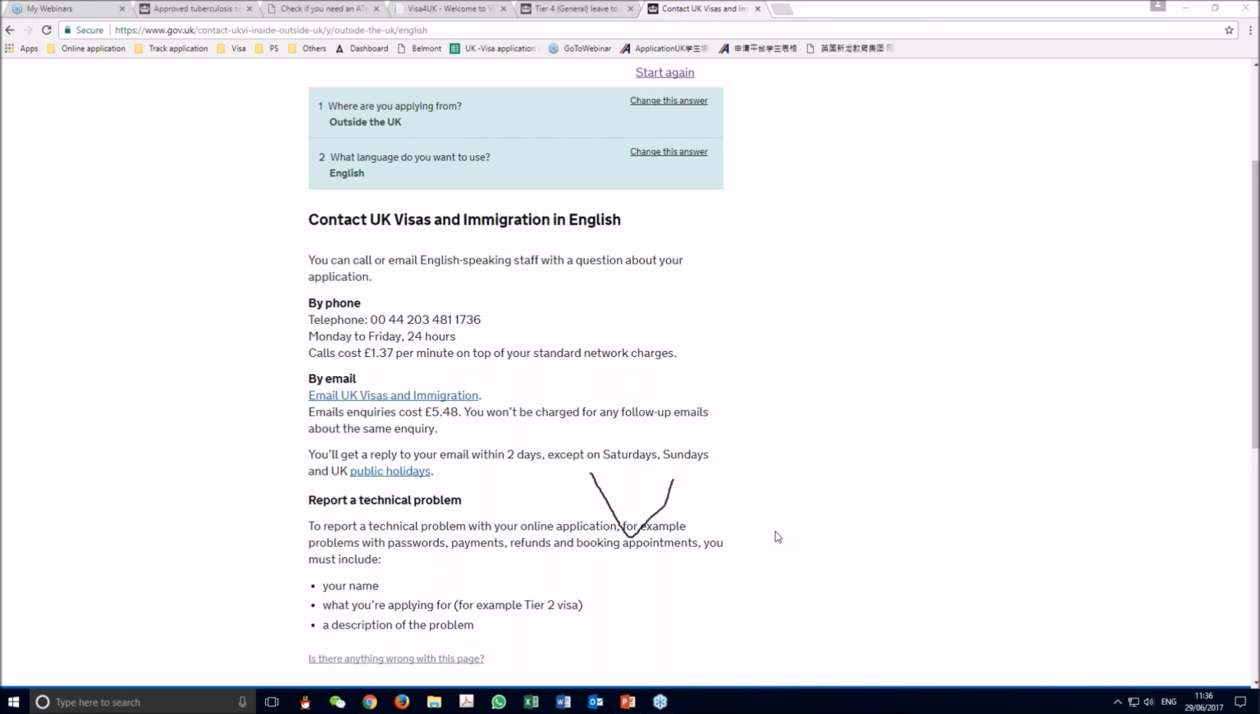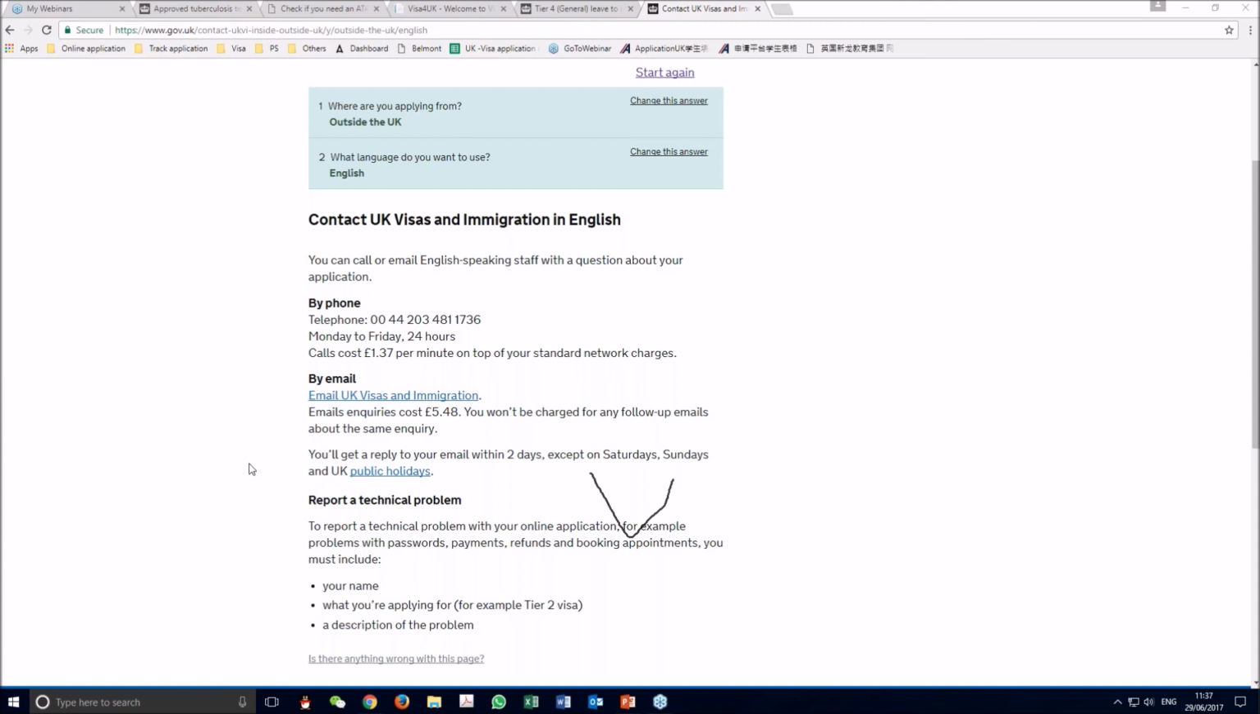Of course, we can always find the right form, right link on the UKVI website. So basically, they need to apply separately, but they can apply at the same time from outside of the UK. And how long can they stay? If approved, your dependent will be staying as the same length as the main applicant, as the Tier 4 student.